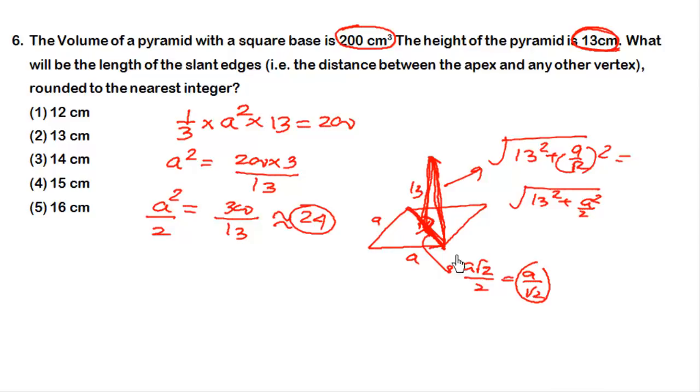Now just by substituting the value of a square as close to 24, and 13 square is 169, so we can say that it is equal to 169 plus 24, which comes out to be close to 193. Now this is very close to 196, which is the square of 14. So straight away we can say that the answer is option 3.